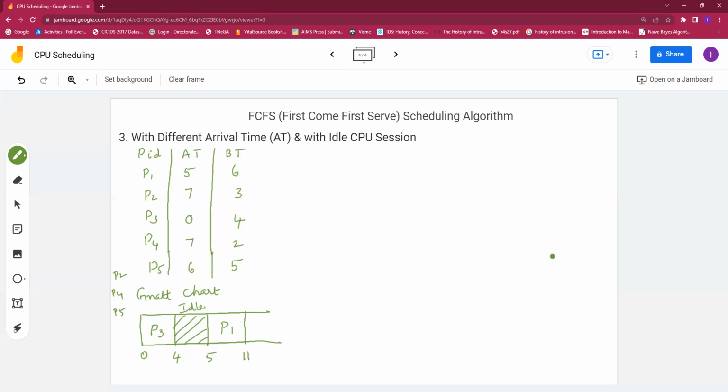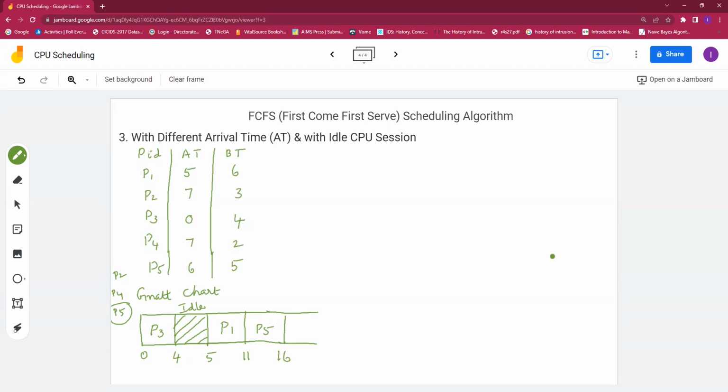Now it is the duty of your CPU scheduler to find out which process can be given to the CPU for execution. The CPU scheduler will see which has the least arrival time. As you know, the least arrival time is for process P5, because it arrives at the 6th millisecond. That's why process P5 has the minimum arrival time. So it will take process P5 and give it to the CPU for execution. P5 takes 5 milliseconds for execution, so 11 plus 5, it will be 16.